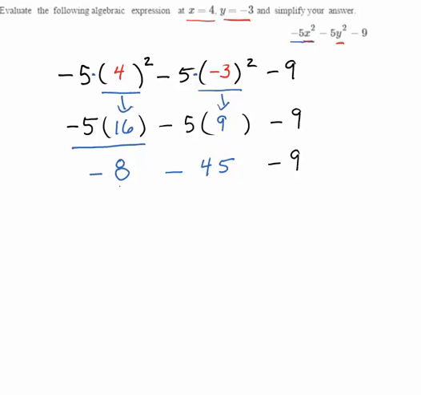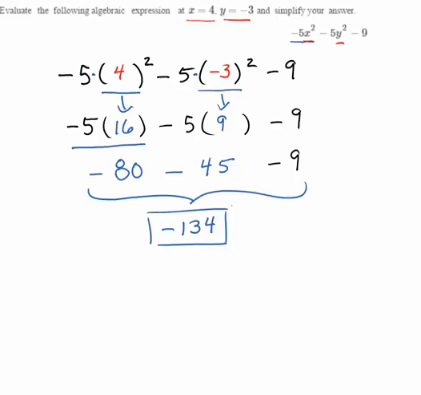Now we've got -80, subtracting 45, subtracting 9. Those are all negatives, or you can think of them as all negatives. What do we end up with there? -130. Whoops, I forgot my 0 there for the 80. -134, I believe. So that would be our final answer.